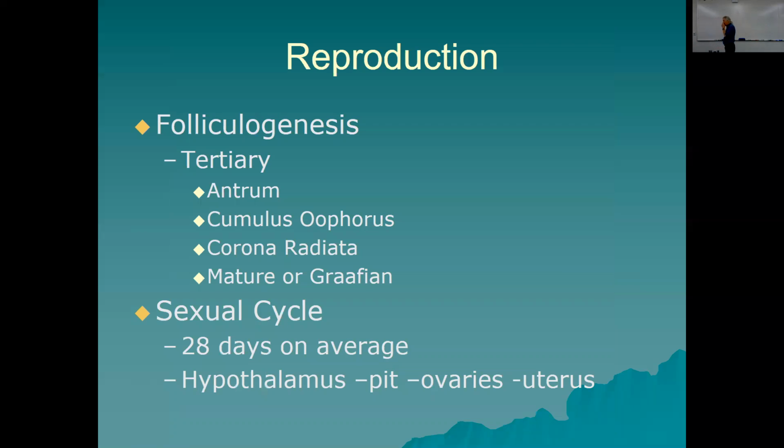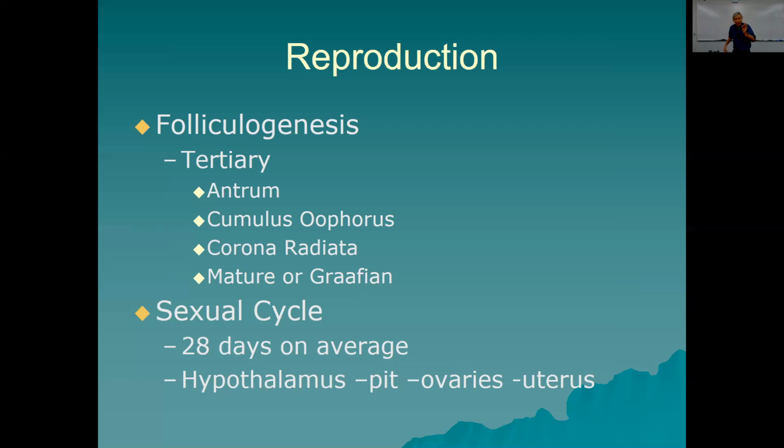Okay, so you could call a mature follicle also a tertiary follicle. It has an antrum, a fluid-filled space. It has a cumulus oophorus. It's like a little peninsula where the primary oocyte is surrounded by these corona radiata cells, like a peninsula in a lake. This is called the cumulus oophorus. I'm not going to go into that. So the mature Graafian follicle is a tertiary follicle. Okay.